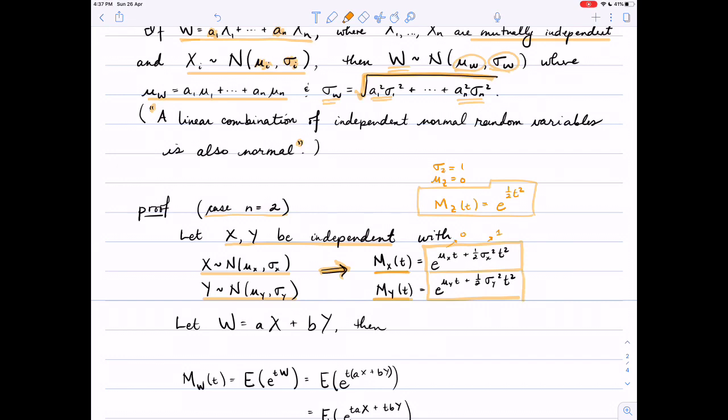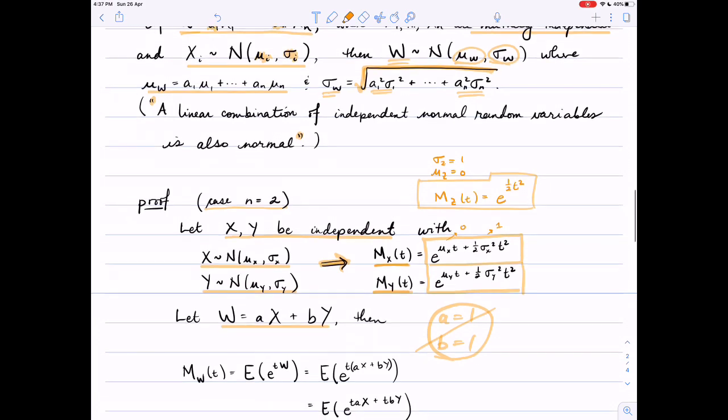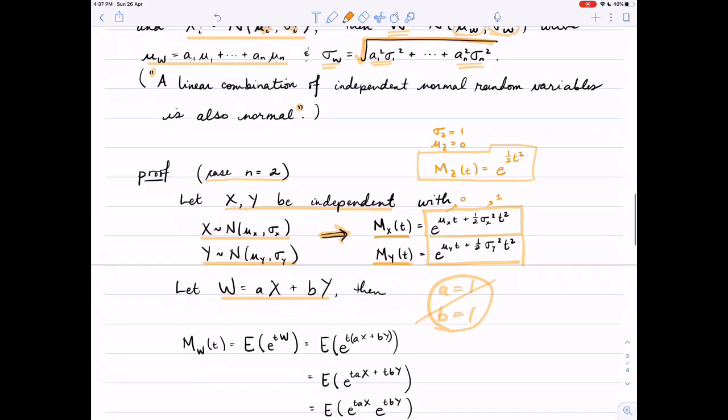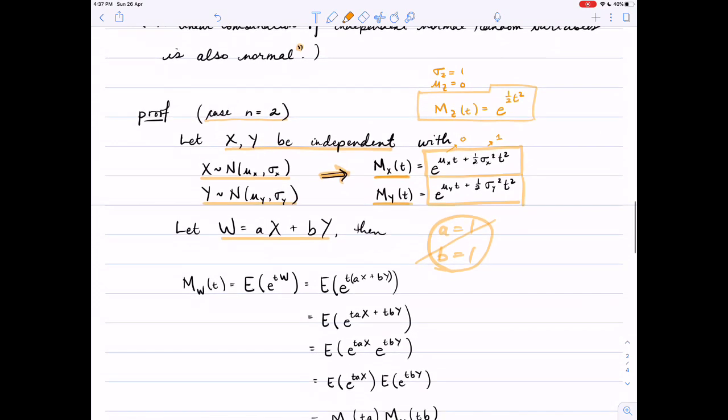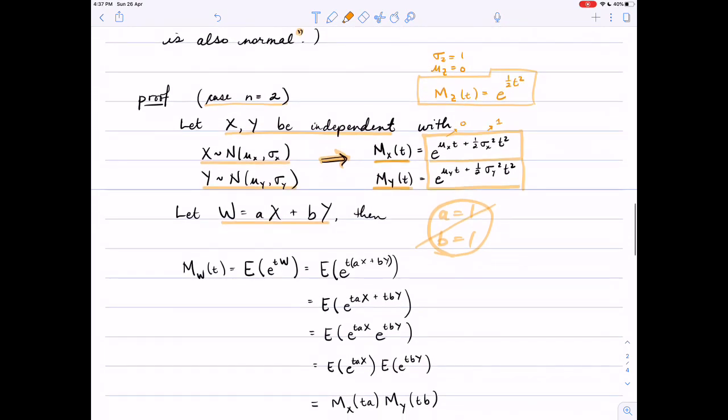Now, we are going to let W be a linear combination this time. With the Poisson random variable, we had a simple sum, so we had only the case where A equals 1 and B equals 1. That was for the Poisson, but for a normal, we can be more general. We can let any value of A and B be used in the linear combination. And then here we have to be a little bit more careful because we do not just have a simple sum.